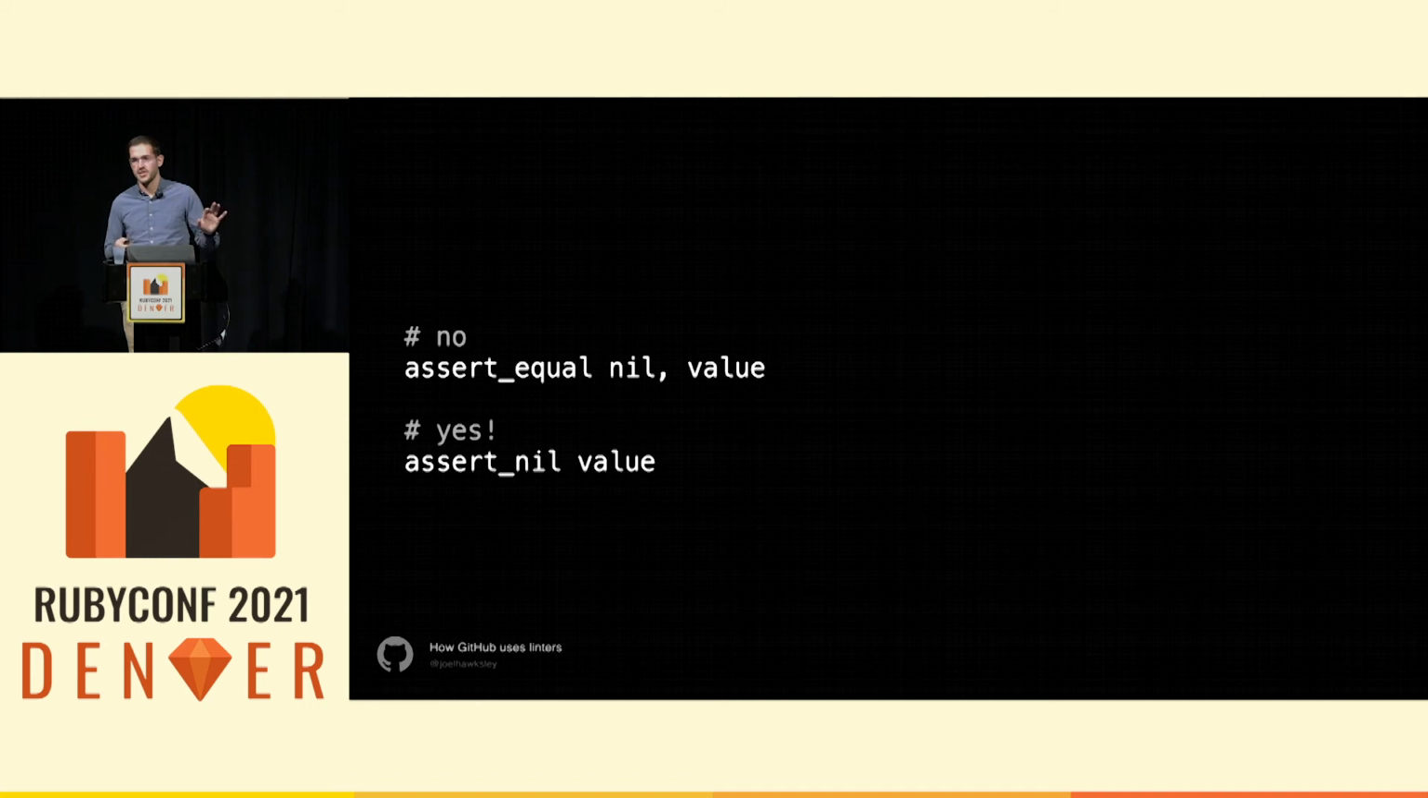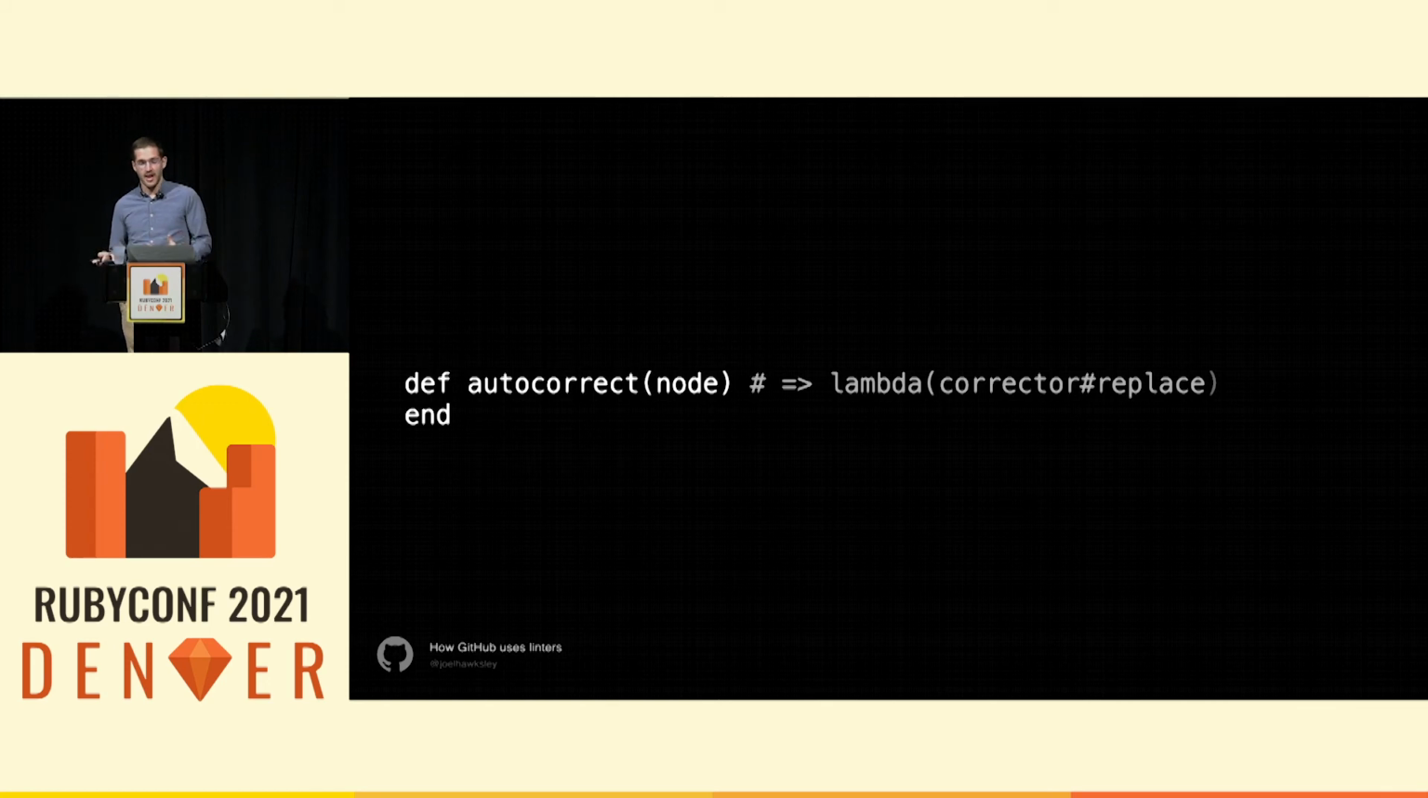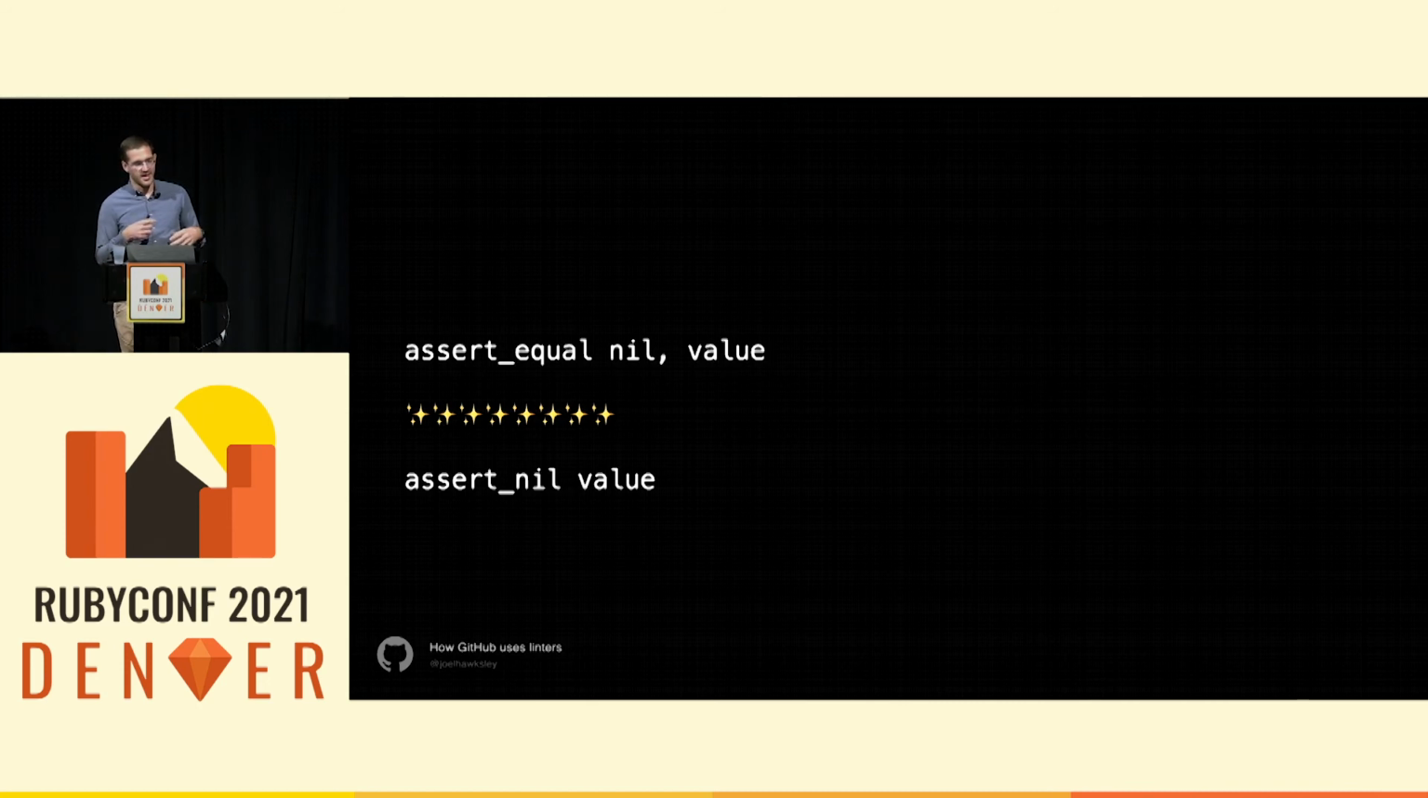So we've already explored how we would add an offense to this, so we're just going to skip straight to the autocorrection. In the case of RuboCop, we implement autocorrection by just defining an autocorrect method on our linter class that accepts a node object and returns a lambda that accepts a corrector object that responds to replace. And you'll see what that looks like in a sec. Just a quick refresher, our goal here is to convert that top line to be the bottom line. And we'll need to do that with a lambda.